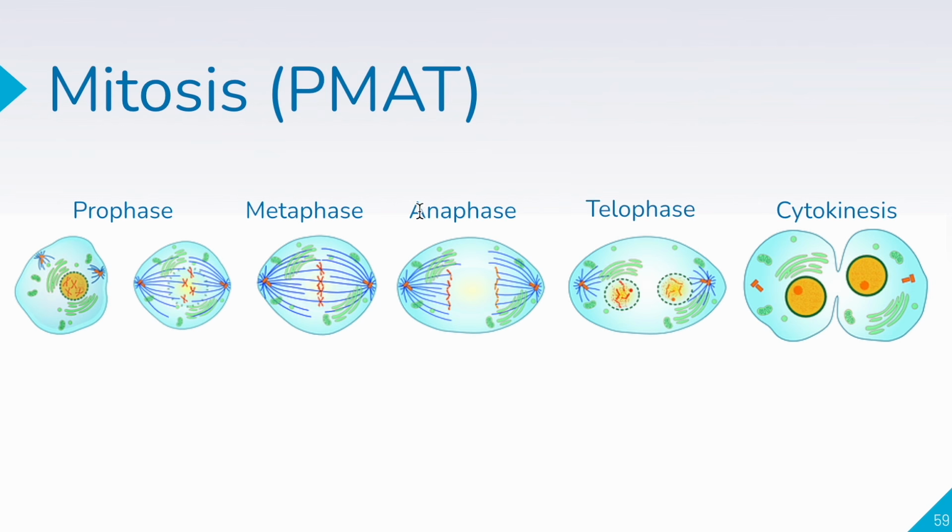In anaphase, think A for away, the sister chromatids are separated. They start to get pulled away from each other towards opposite ends of the cell. In telophase, new nuclear envelopes start to form. The cell starts to separate, and in cytokinesis, we have the exact separation of the cytoplasm.